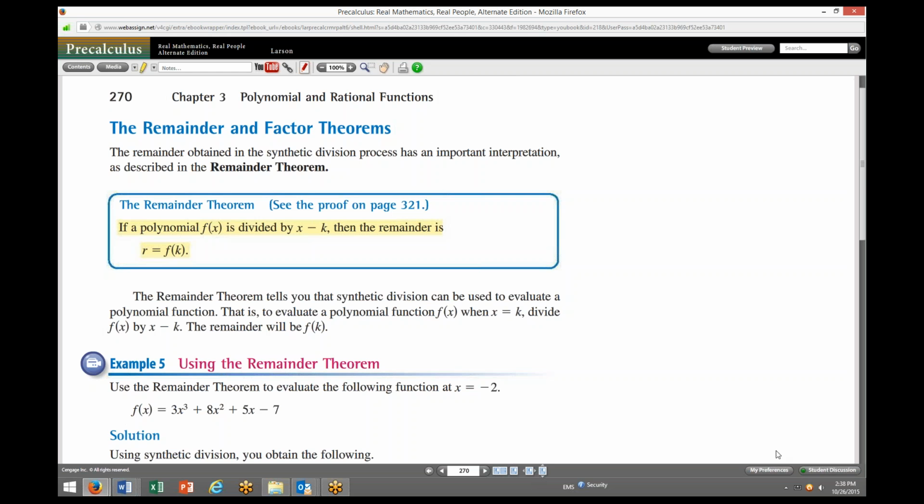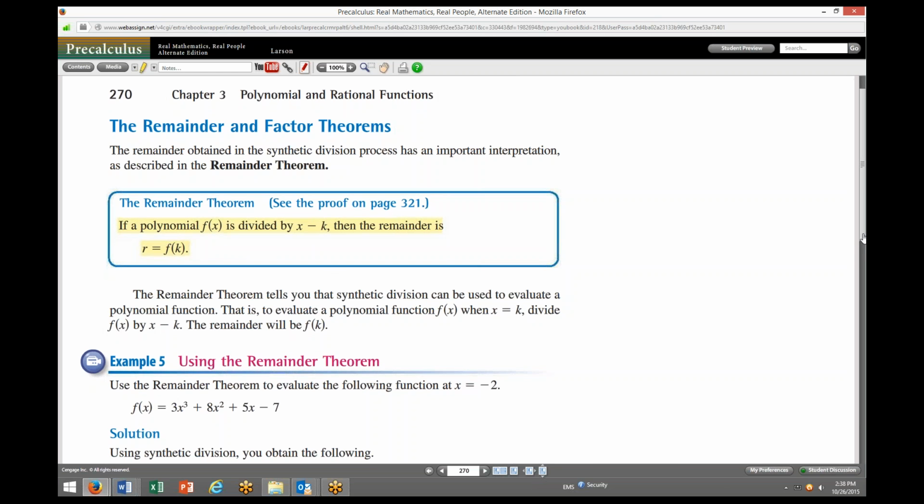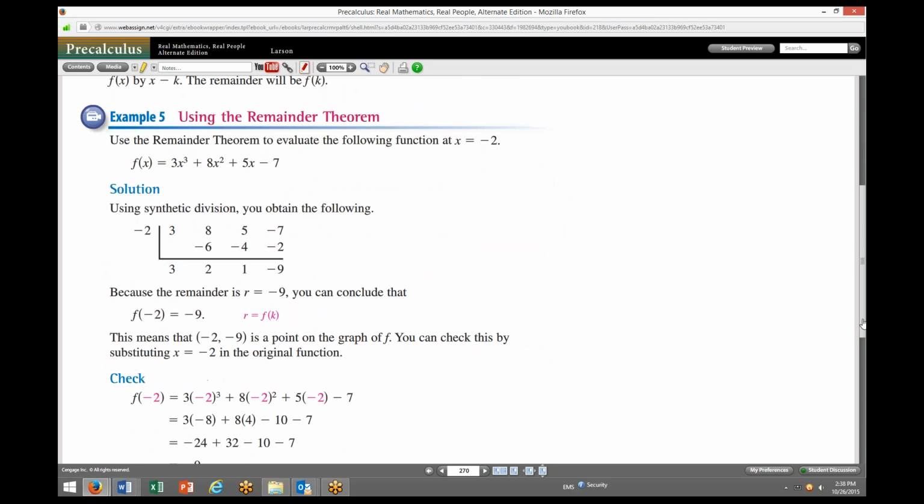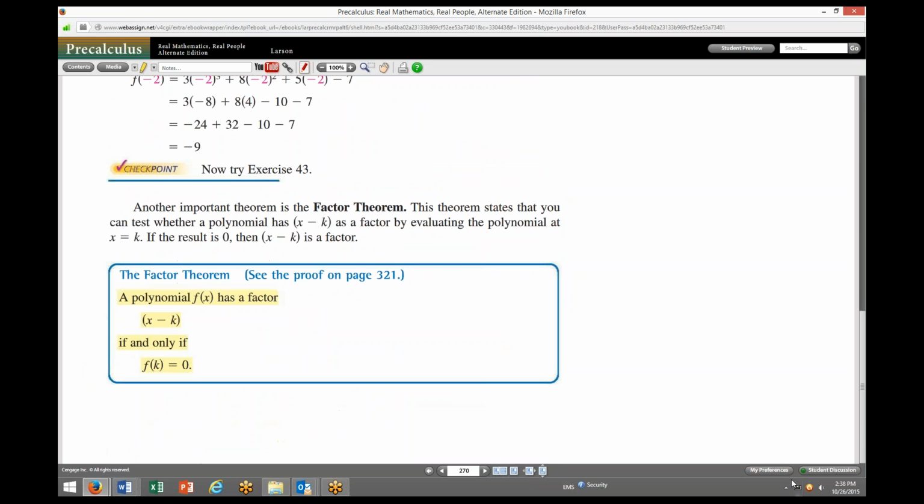And of course, if the remainder is 0, then f of k also equals 0, the remainder. And that tells you that, yes, x minus k is a factor. It divides evenly into it. But the remainder theorem is true whether it divides evenly or not. That's the beauty of the remainder theorem. And of course, when the remainder is 0, it comes very simple here. It turns into another very useful theorem called the factor theorem.